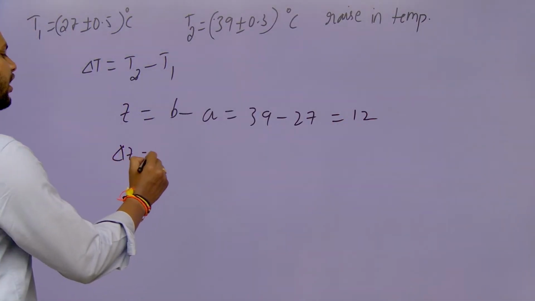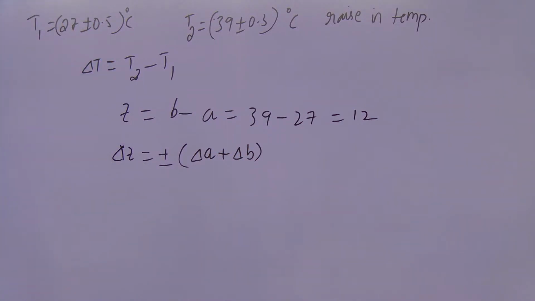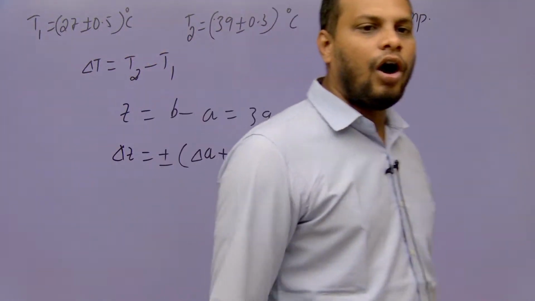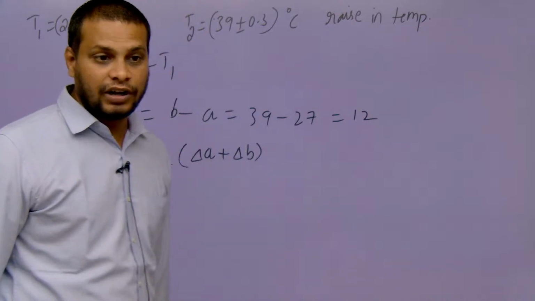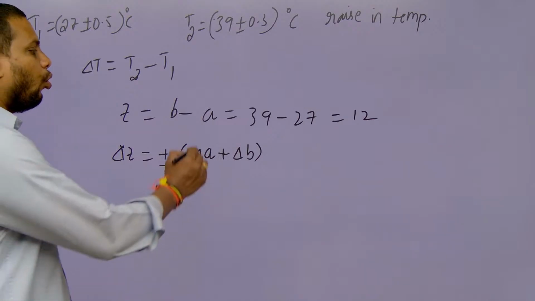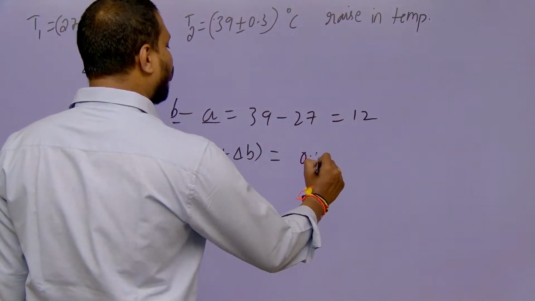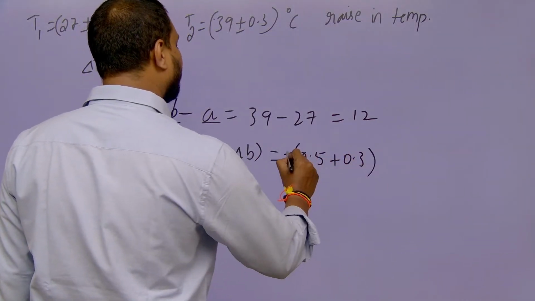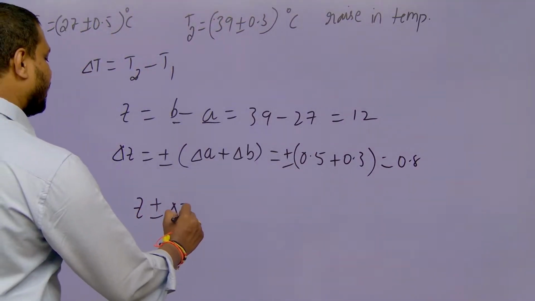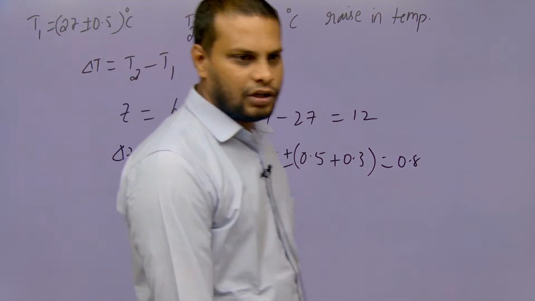And delta Z, if you take, is plus or minus delta A plus delta B. Because in addition or subtraction, error should always be added. Right? In addition or subtraction, always the error should be added. Are you clear? Here you cannot take delta A minus delta B. Error should always be added. Only the numerical values we have to subtract. So now how much is this? 0.5 plus 0.3 plus or minus, that will be 0.8. Are you clear? Then z plus or minus delta z is equal to 12 plus or minus 0.8 is the answer. Are you clear up to here?